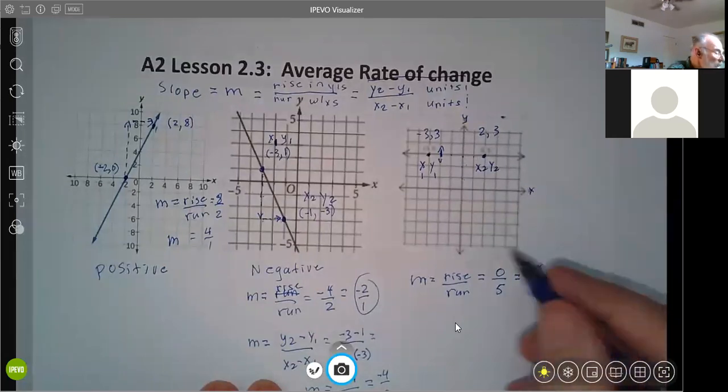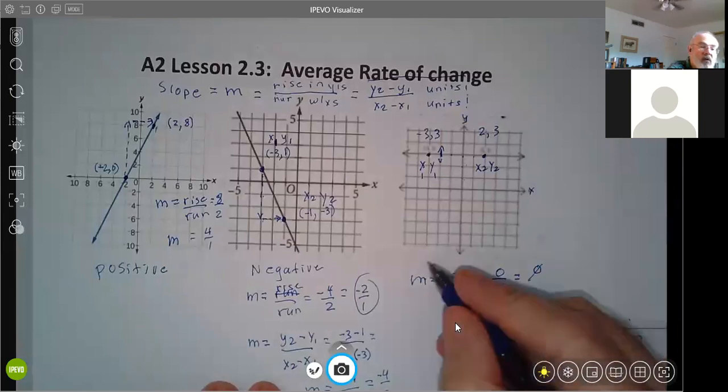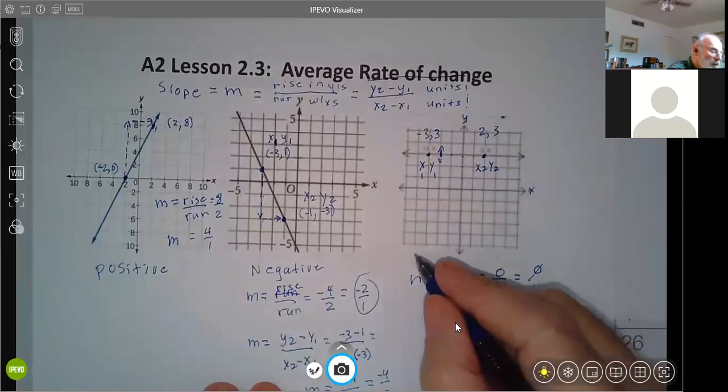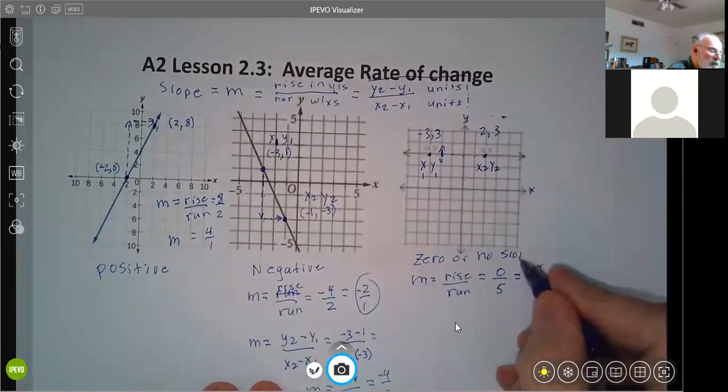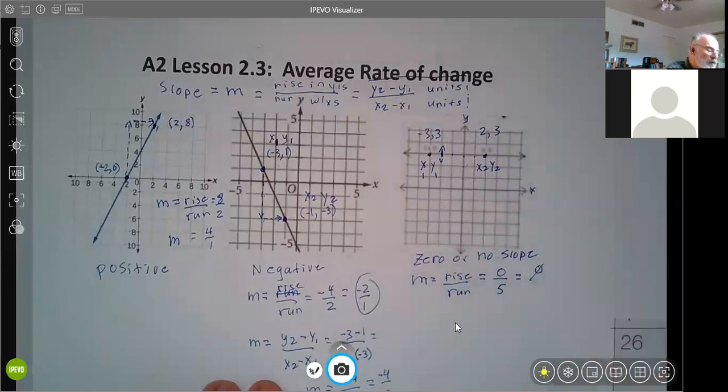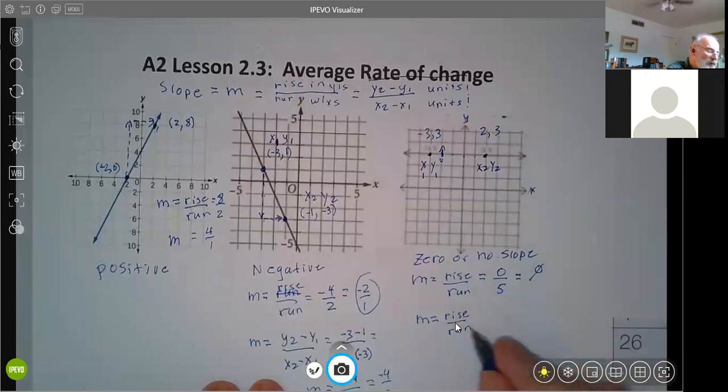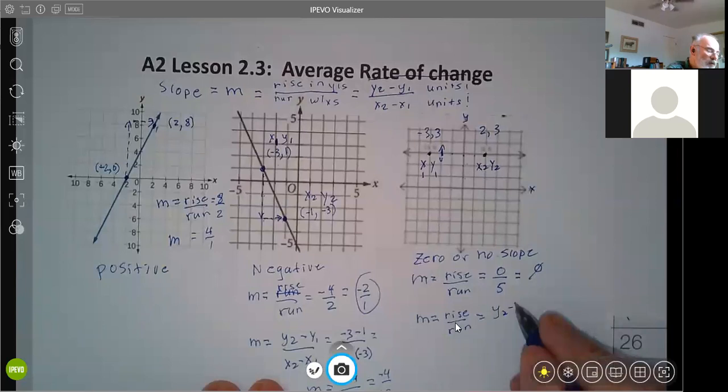This is 0 or no slope. Now, doing it using rise over run, we'll just do it that way, where the rise over run is y2 minus y1 over x2 minus x1. So rise over run equals y2 minus y1 over x2 minus x1.